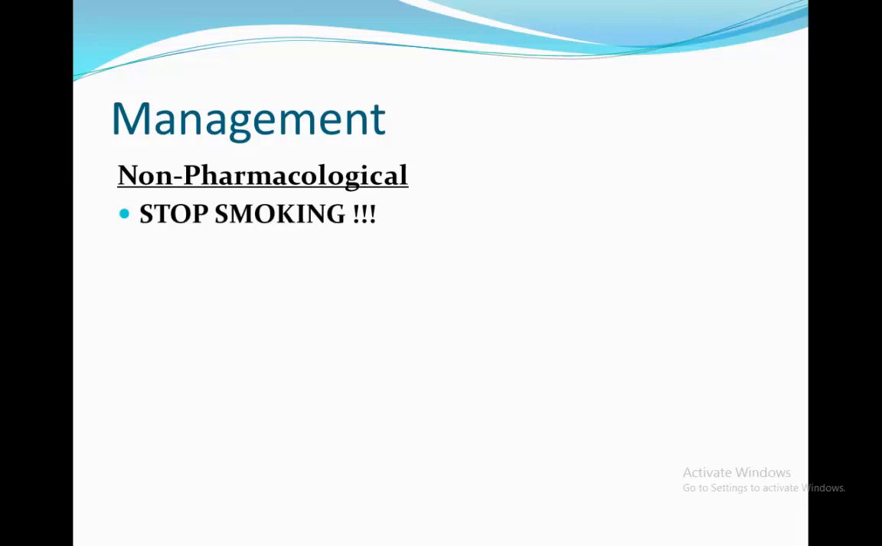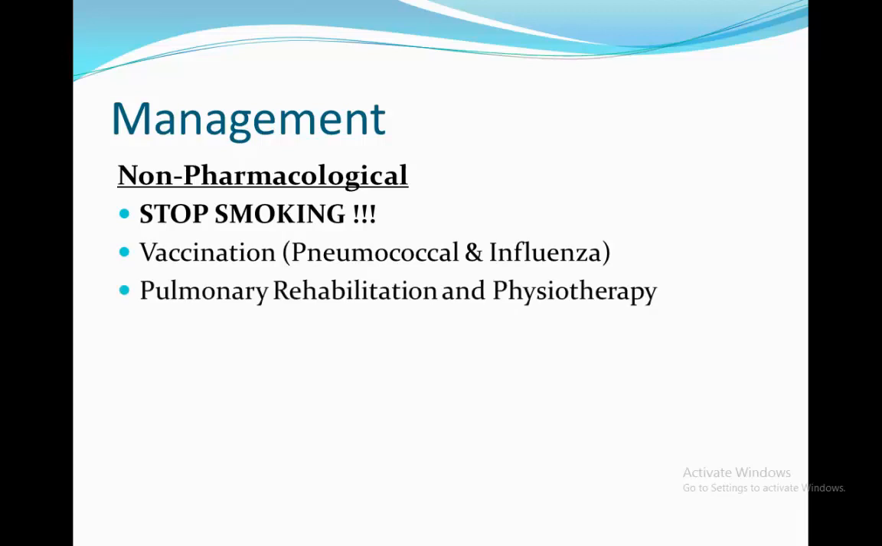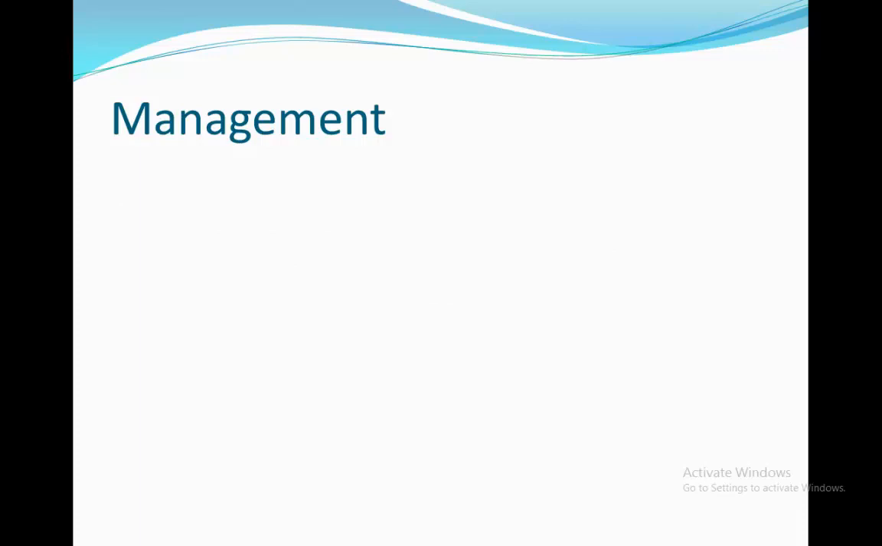Seeing as the damage is irreversible, the aim is to stop disease progression. The most important treatment is to stop smoking. They should be vaccinated against pneumococcal and influenza because an infection can exacerbate the disease. Pulmonary rehabilitation and physiotherapy will help them clear out any built-up mucus. If they still have breathlessness that limits their daily activities, we'll move on to pharmacological treatment.